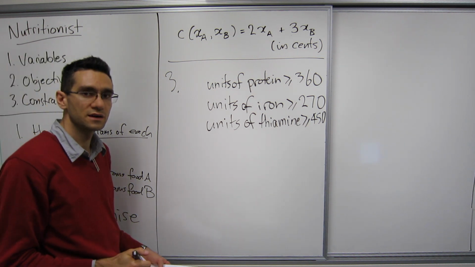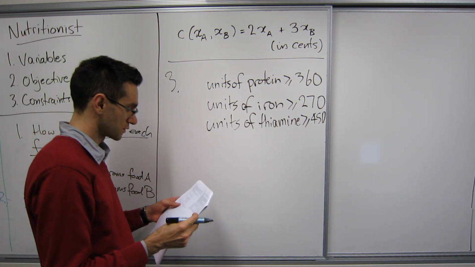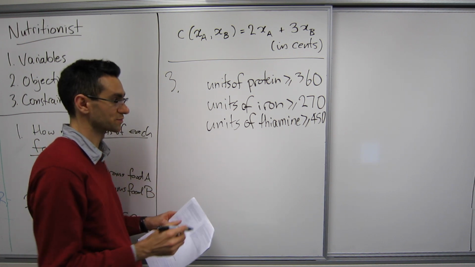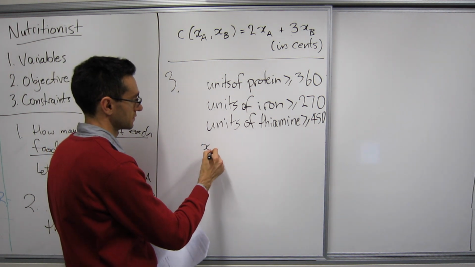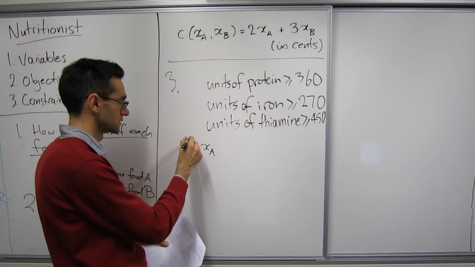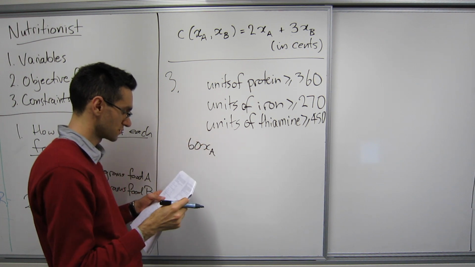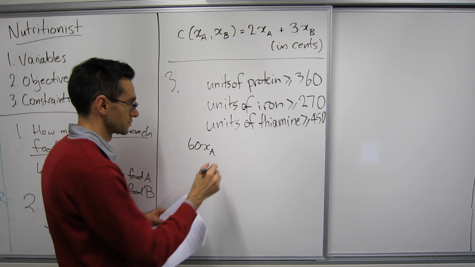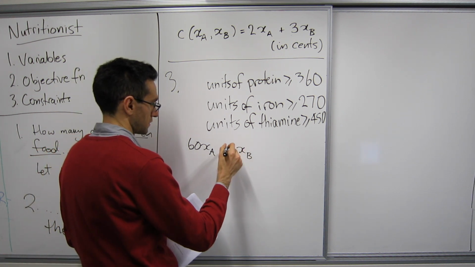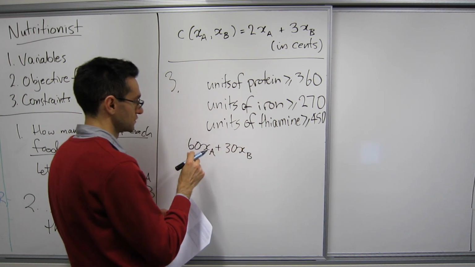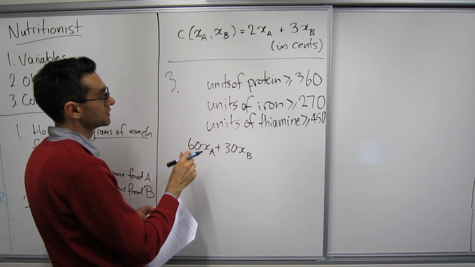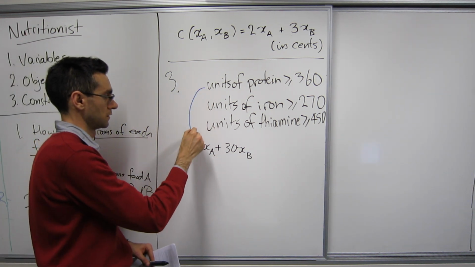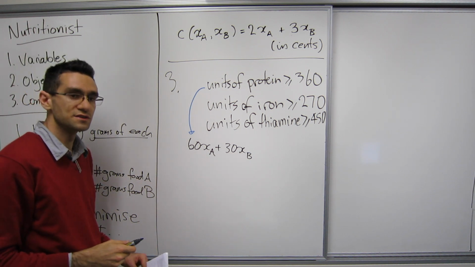Okay, so if we want to calculate the number of units of protein, we see from the problem description that each gram of food A contains 60 units of protein. So each gram of food A will contribute 60 units of protein, and each gram of food B will contribute 30 units of protein. So units of protein is going to be 60XA plus 30XB.